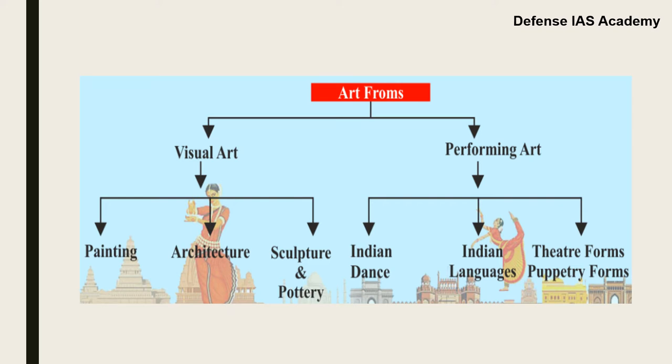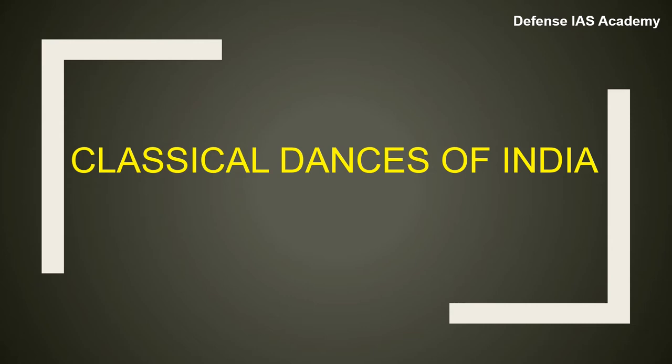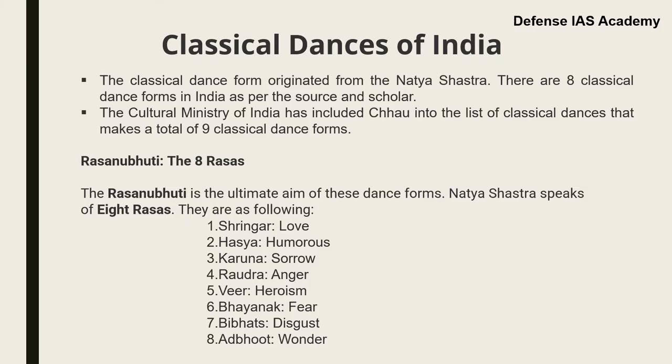Now we'll see in detail about the classical dances of India, and which region has what type of classical dance. First, a brief introduction to the classical dance. The classical dance originated from the Natya Shastra. There are 8 classical dance forms in India as per the source and as per the scholars.